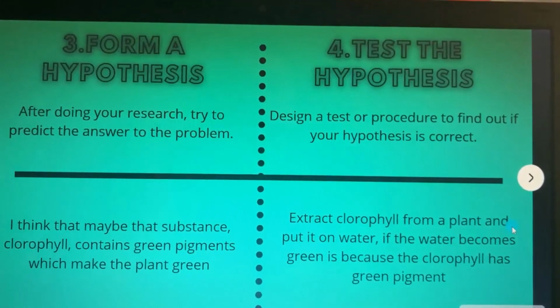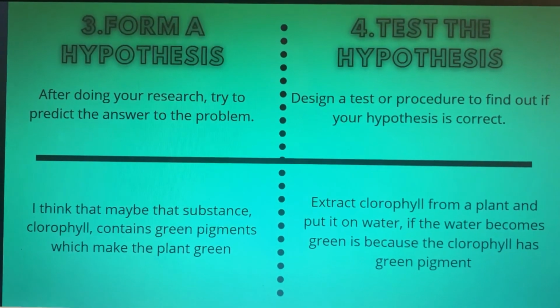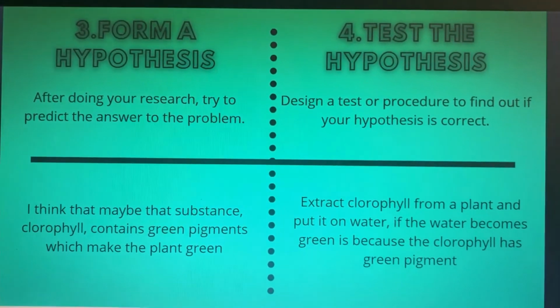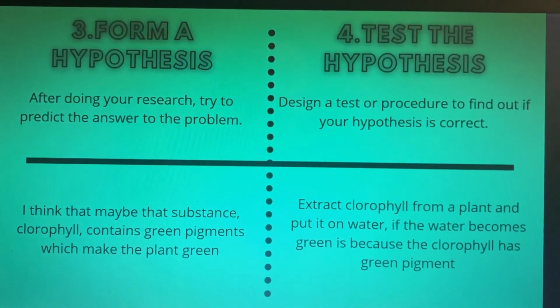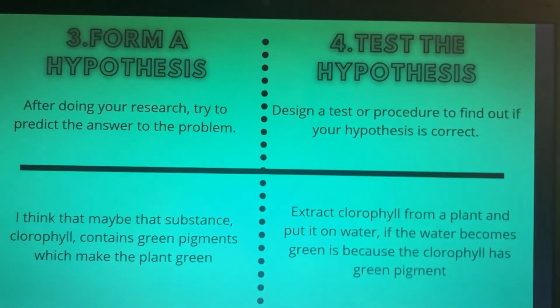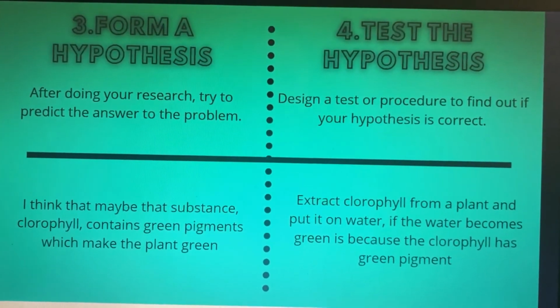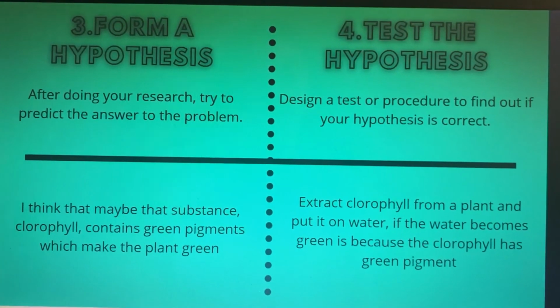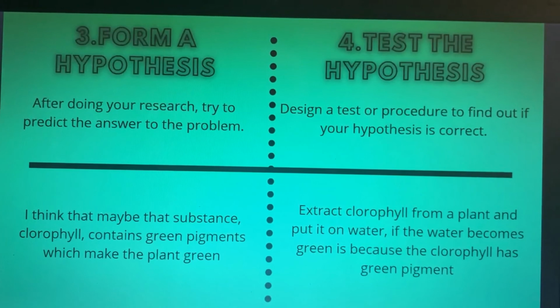Third, form a hypothesis. After doing your research, try to predict the answer to the problem. I think that maybe that substance, chlorophyll, contains green pigments which make the plant green. Fourth, test the hypothesis. Design a test or procedure to find out if your hypothesis is correct. Extract chlorophyll from a plant and put it in water. If the water becomes green, it's because the chlorophyll has green pigment.